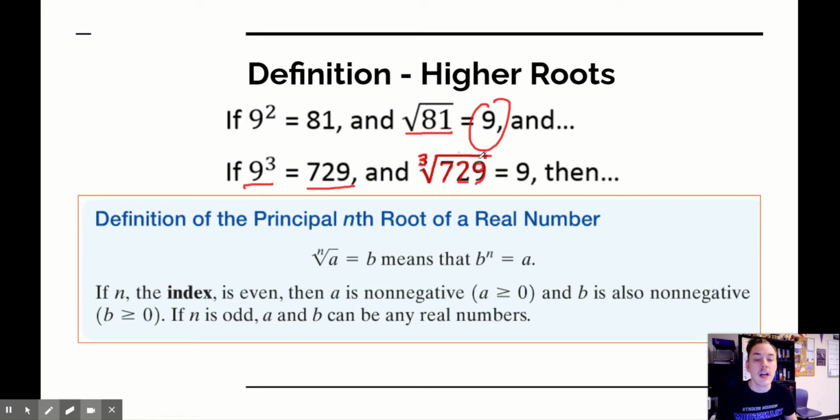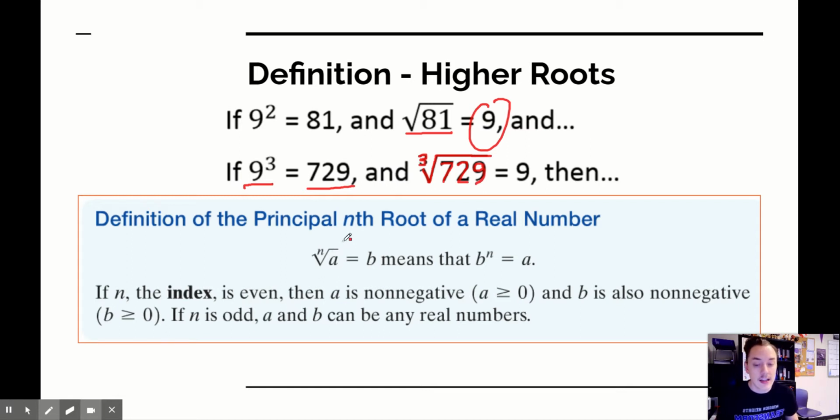So that is really what we're going to be doing today. We're going to be taking the cube root of stuff. Sometimes we'll take the fourth root, sometimes we'll take the fifth root, but very rarely. Mostly we'll be doing cube roots, okay? And we'll see that relationship there.